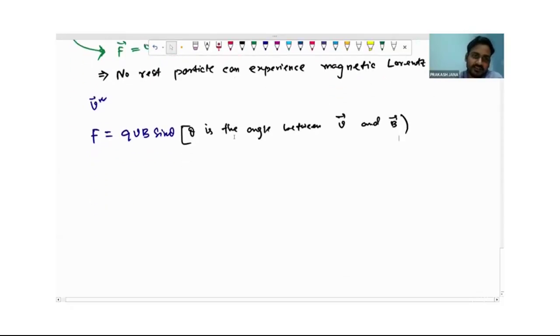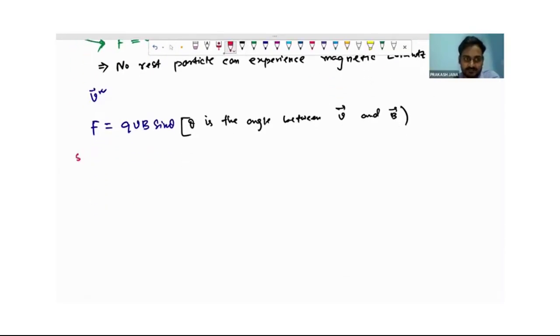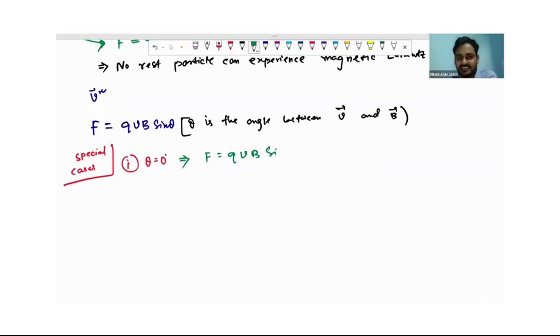Now here we will discuss a few special cases. It is important actually. Suppose theta is 0 degree. What does it give? It gives F equals QVB sine 0 degree, which is QVB into 0, that is 0. So then also there will be no force on the charged particle.